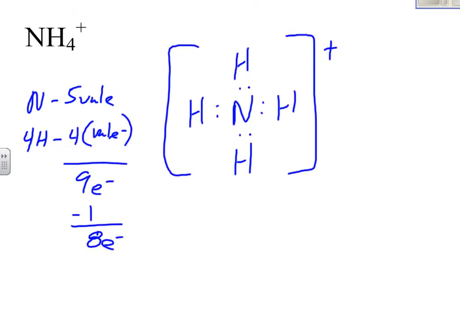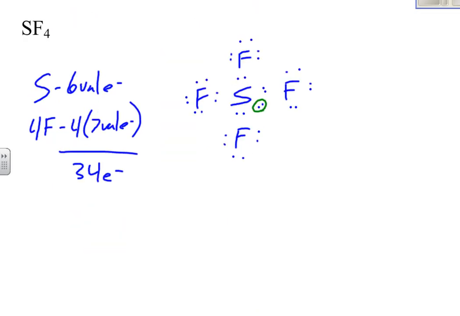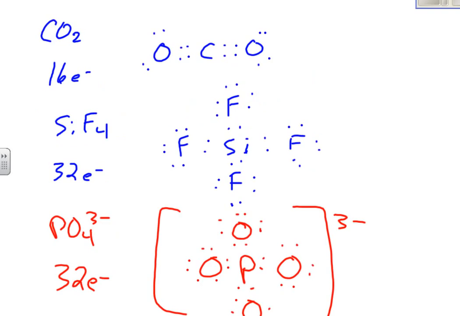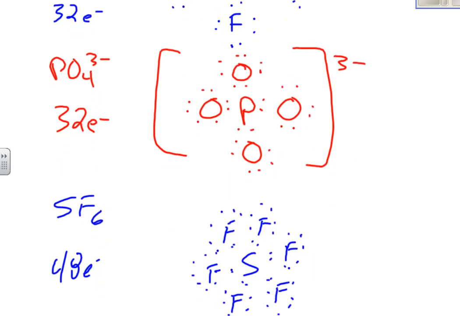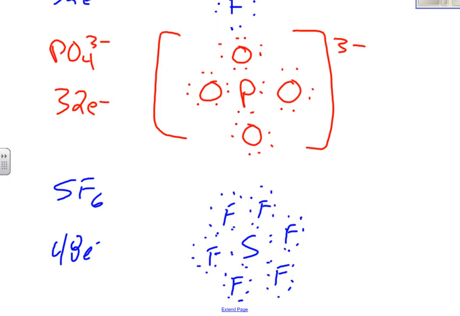Remember we did the one yesterday, the SF4, where we had 32 electrons, but then 2 left over for that lone pair there. Right? So we can have more than that octet around the central atom. Good with that? Can every element do that?